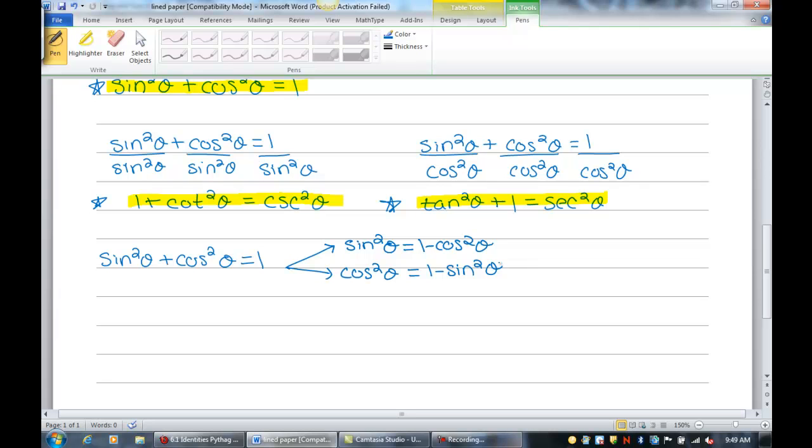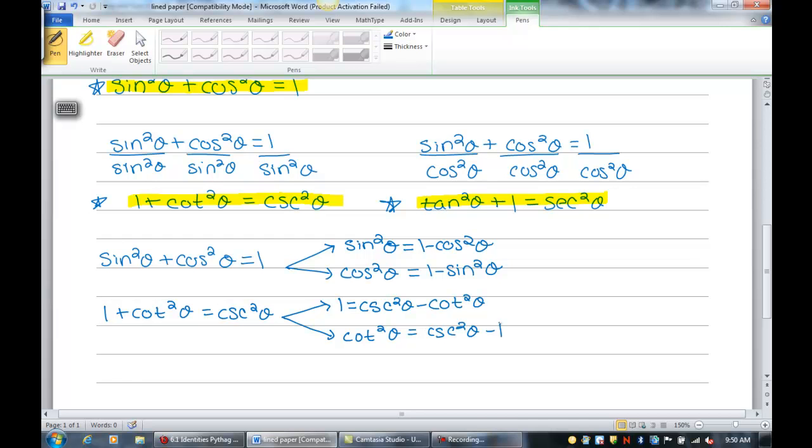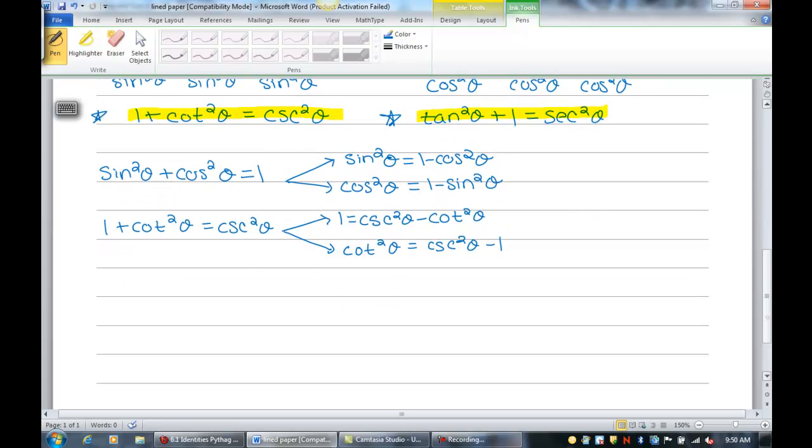Okay. Let's look at the 1 plus cotangent squared theta equals cosecant squared theta. And again, these identities are going to be your responsibility. Okay? So what you can do here is you can solve for 1 equals cosecant squared theta minus cotangent squared theta. Or you can even solve for cotangent squared theta to get cosecant squared theta minus 1. Okay, so it's just different forms. One more.